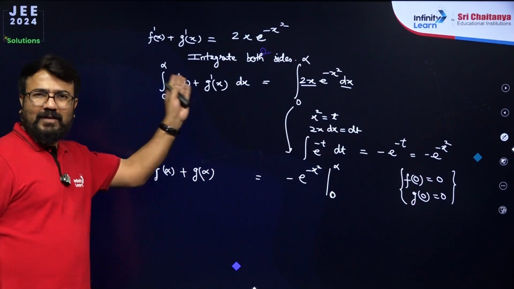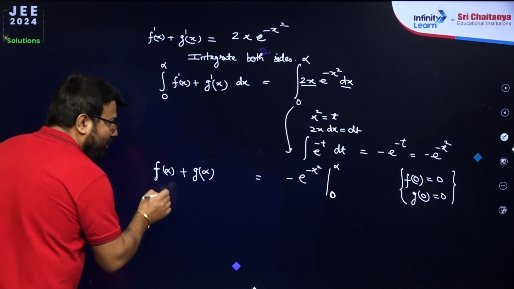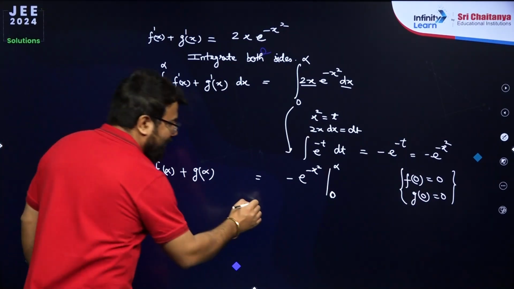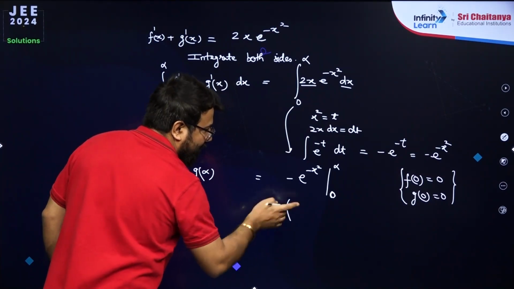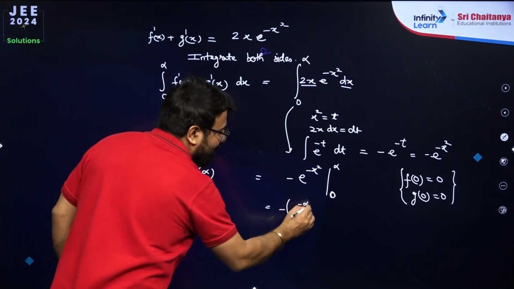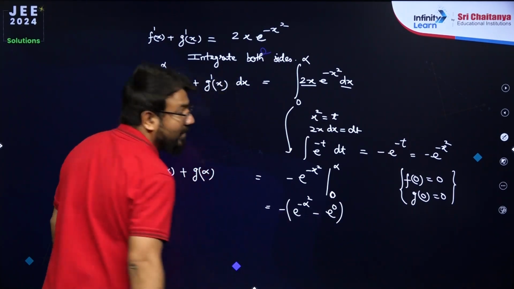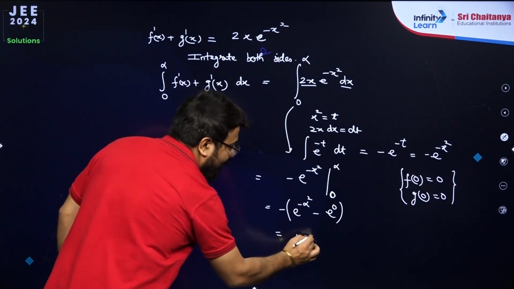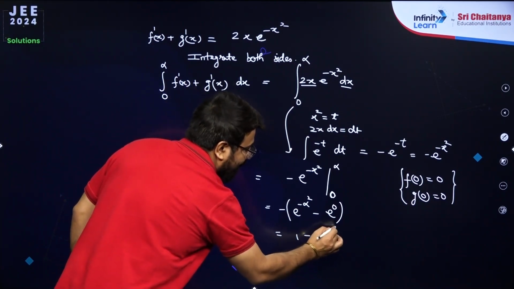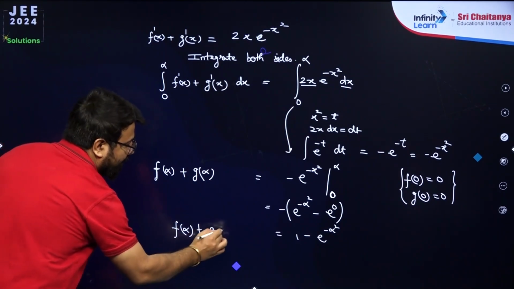Ultimately, it is f of alpha minus f of 0, but f of 0 is actually 0, so I'm not writing its value. Now, we can place the value of alpha, but let us put the values of the limits. The negative will be taken outside. It will be e raised to the power minus alpha, and then e raised to the power 0. E raised to the power 0 is actually 1. Okay, so this becomes 1 minus e raised to the power minus alpha square. Okay, and we got the value of f of alpha plus g of alpha.